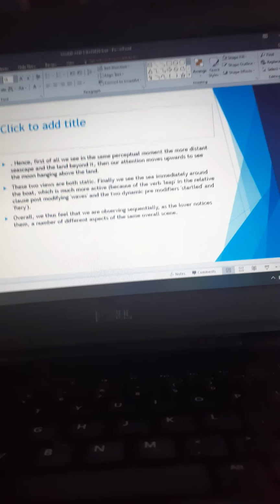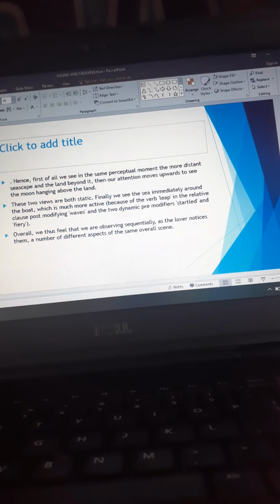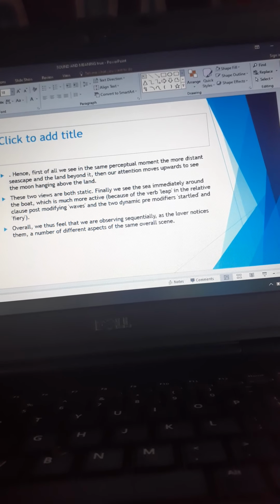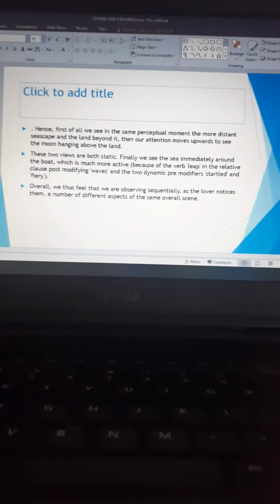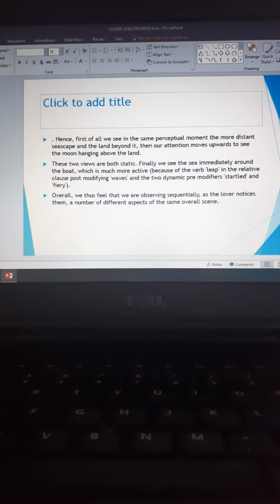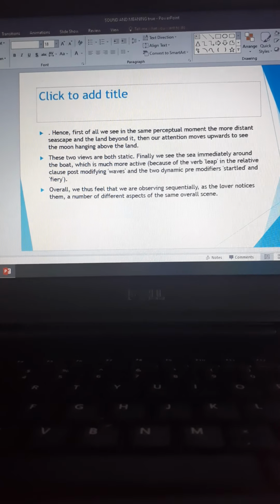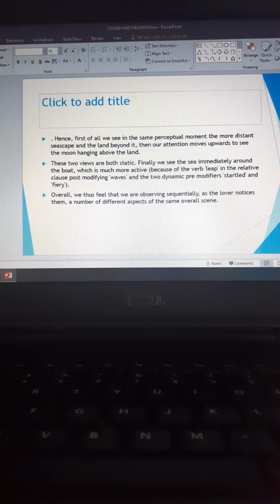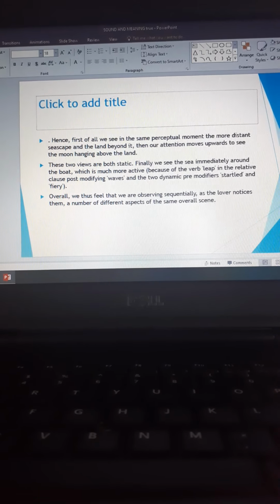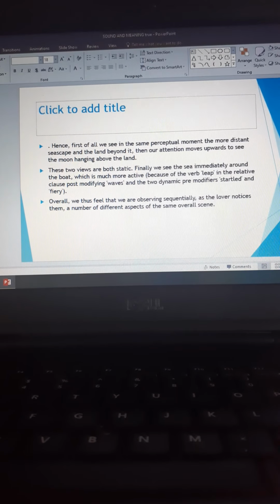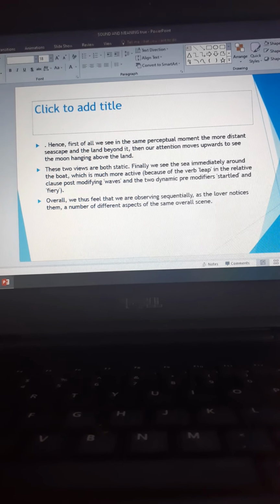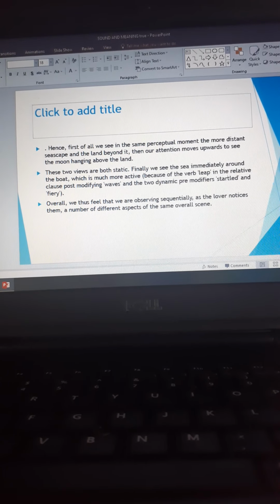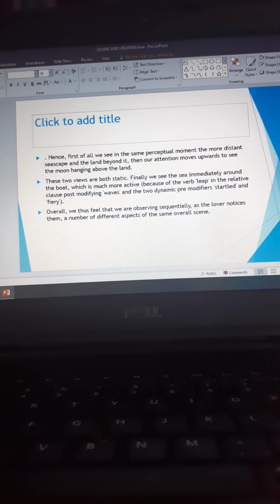Hence, first of all, we see in the same perceptual moment the more distant seascape and the land beyond it. Then our attention moves upward to see the moon hanging above the land. These two views are both static. Finally, we see the sea immediately around the boat, which is much more active because of the verb leap in the relative clause post-modifying waves and the two dynamic pre-modifiers startled and fiery. Overall, we thus feel that we are observing sequentially, as the lover notices them, a number of different aspects of the same overall scene.